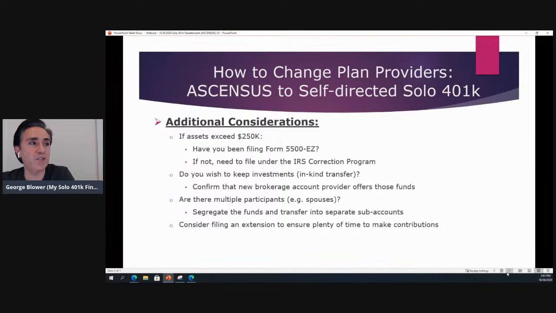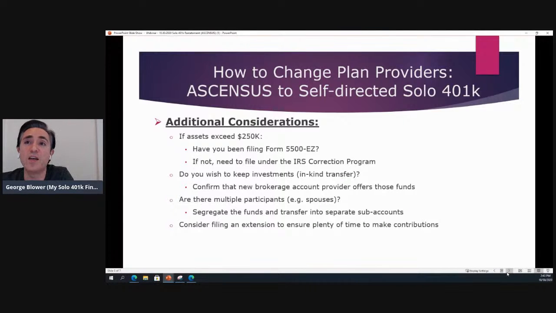So once those assets exceed $250,000, a Form 5500-EZ is required. And the key date here is December 31st. So for example, if the assets exceed $250,000 as of December 31st, 2020, a Form 5500-EZ is going to be required to be filed by July 31st of 2021. So sometimes when clients come to us and they want to restate their plan with our plan, they are not aware of this requirement. And so it comes to their attention that they haven't been filing the form. So in that case, they need to go back and file under the correction program.